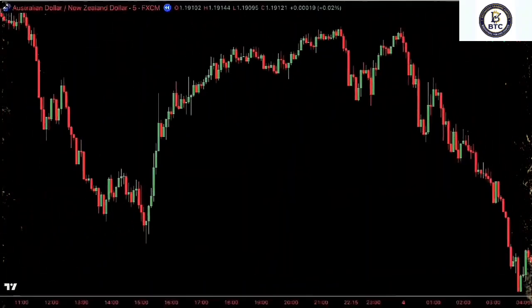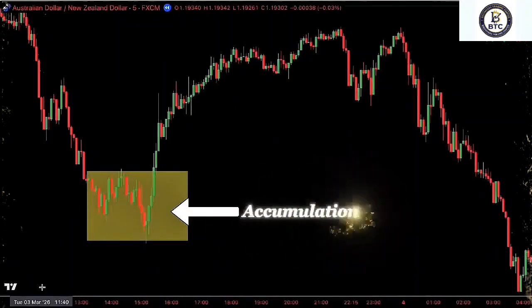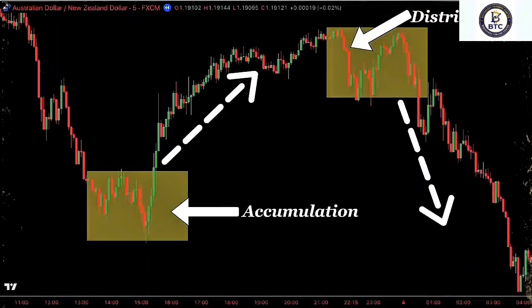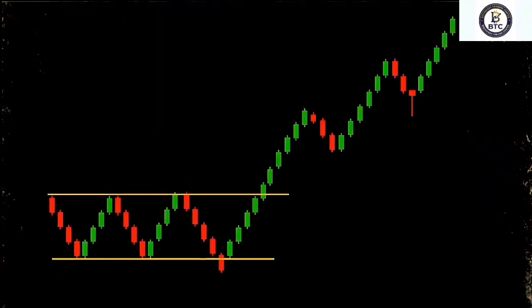Now look at this chart. As you can see, we have the 4 phases according to the Wyckoff method. Here we have the accumulation phase, followed by a markup phase, then a distribution phase, followed by a markdown phase. You now know how to trade the accumulation and distribution phases, so let's move on to how to trade the markup and markdown phases. A markup phase is simply an uptrend.